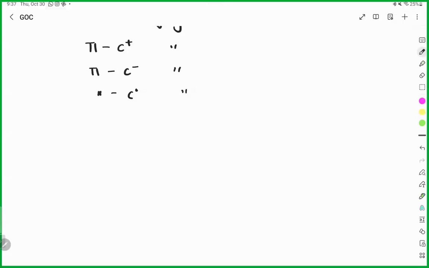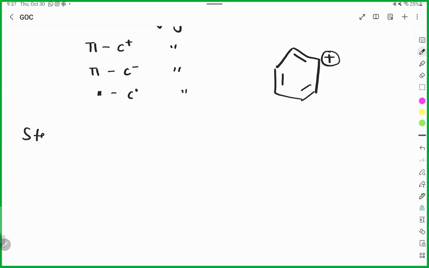But one special case: if you have this resonating structure and there is a positive charge on it, it is highly unstable. Whether it is a positive charge or a negative charge on the ring, it is always unstable. Okay, you will see this kind of question in many places.